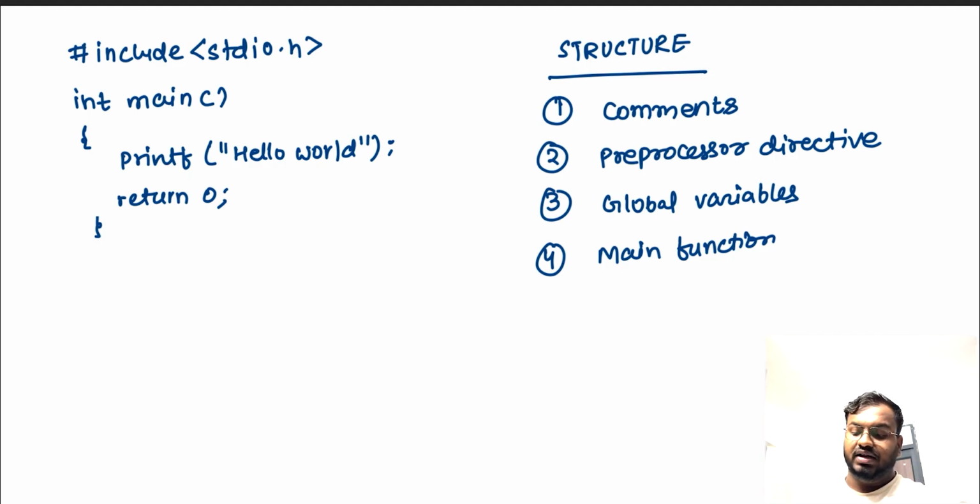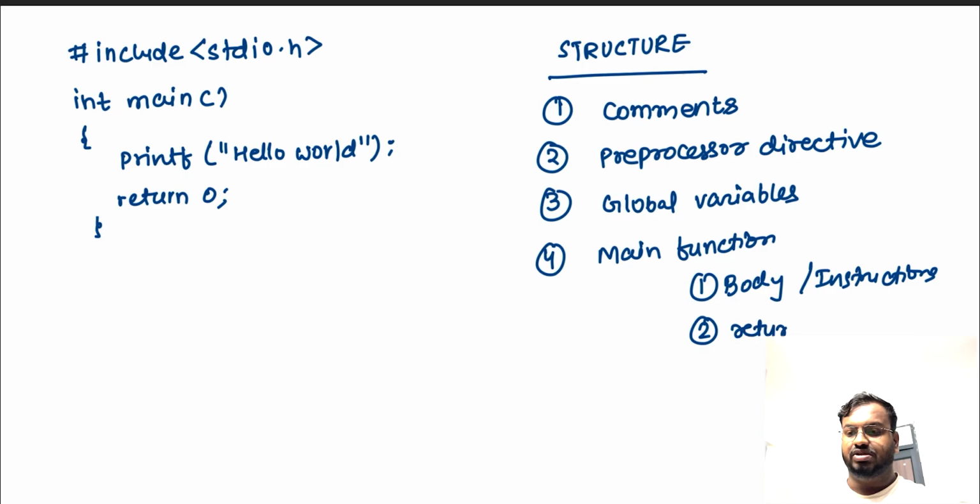At the end there is a return statement in your main function. So in the main function you will have the body, meaning instructions, and then at the end there is a return statement. What does the return statement mean? Return statement means the program has been successfully executed. That is indicated by the return statement. Now you have understood the structure of a C program.